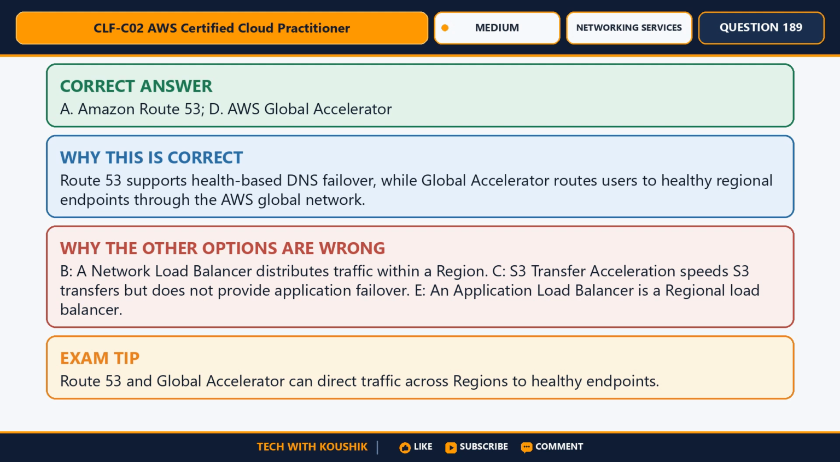Why are the other options not correct? B. A Network Load Balancer distributes traffic within a region. C. S3 Transfer Acceleration speeds S3 transfers but does not provide application failover. E. An Application Load Balancer is a regional load balancer. Exam tip. Route 53 and Global Accelerator can direct traffic across regions to healthy endpoints.